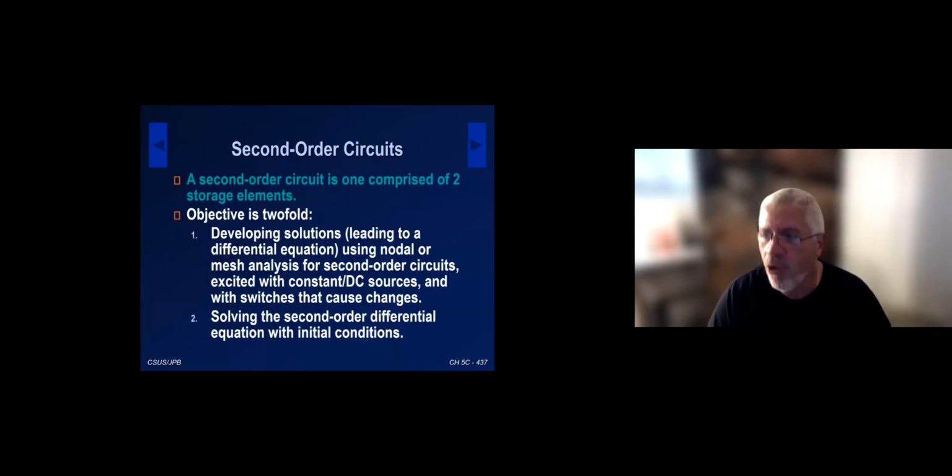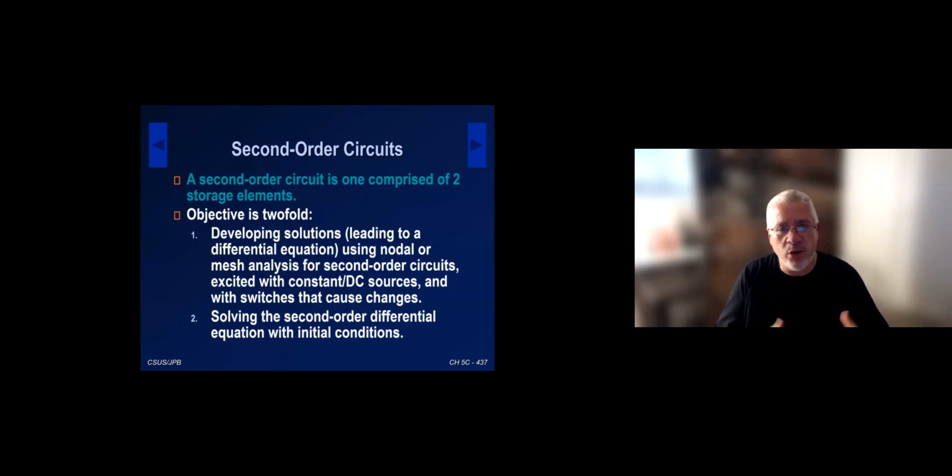In lecture 24, we are basically going to consider second-order circuits. A second-order circuit is a circuit that has two storage elements. If you follow the first-order circuits, you will understand fairly easily how to deal with second-order circuits, because the process will be the same.